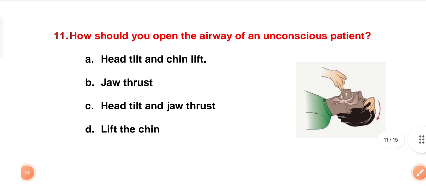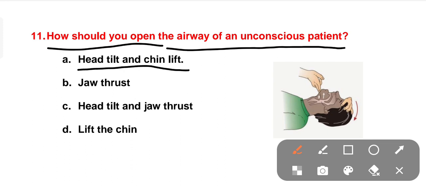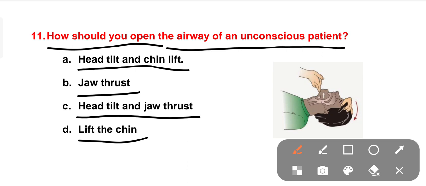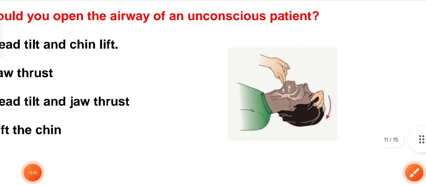So the next question is, how should you open the airway of an unconscious patient? In the case of an unconscious patient, they will have breathing difficulty due to the backflow of the tongue. So what will you do at that time? Head tilt and chin lift, jaw thrust, head tilt and jaw thrust, or lift the chin. Which is the best method to open the airway in the case of an unconscious patient? The right option is head tilt and chin lift. So we have to do this method.